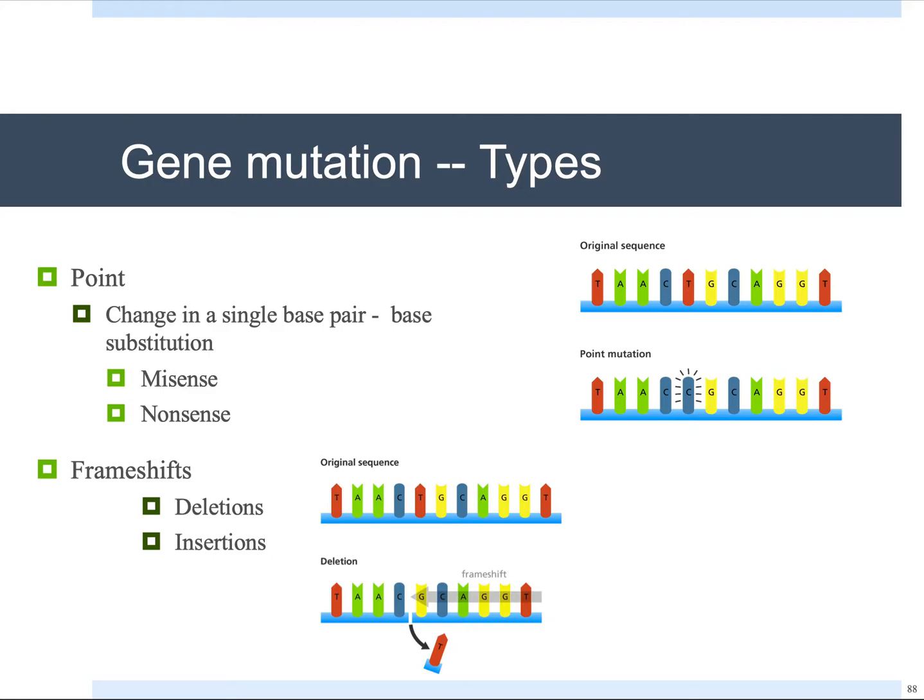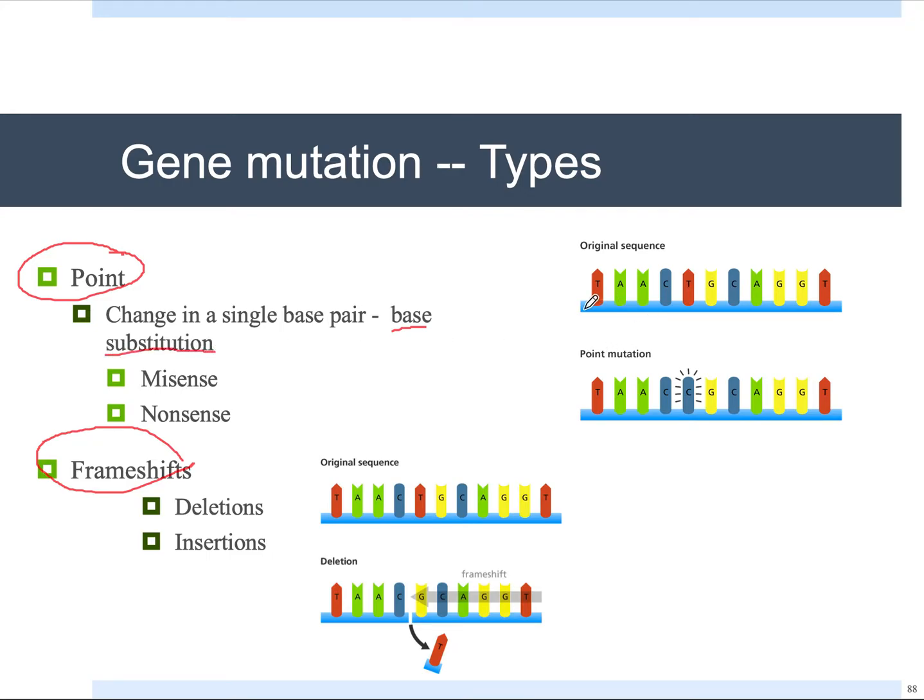Then you could also have a gene mutation. So we've talked about chromosomal mutation. You could have a gene mutation. The gene mutation may be a point mutation or a frame shift mutation. For a point mutation, we're talking about a change in a single base pair. So we also call it base substitution.